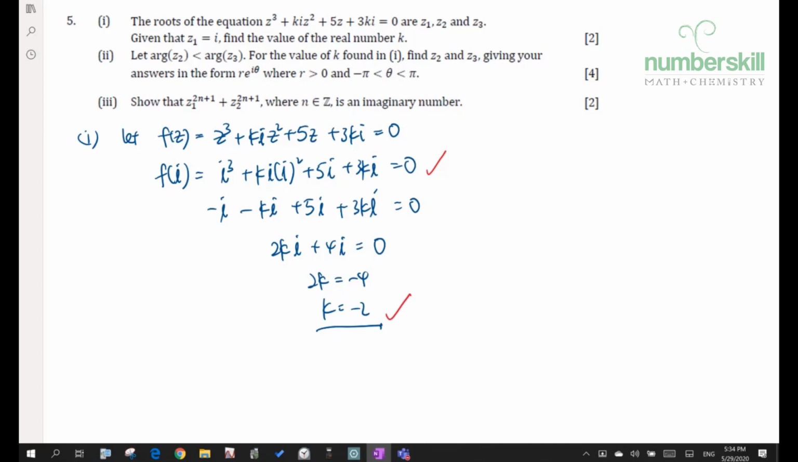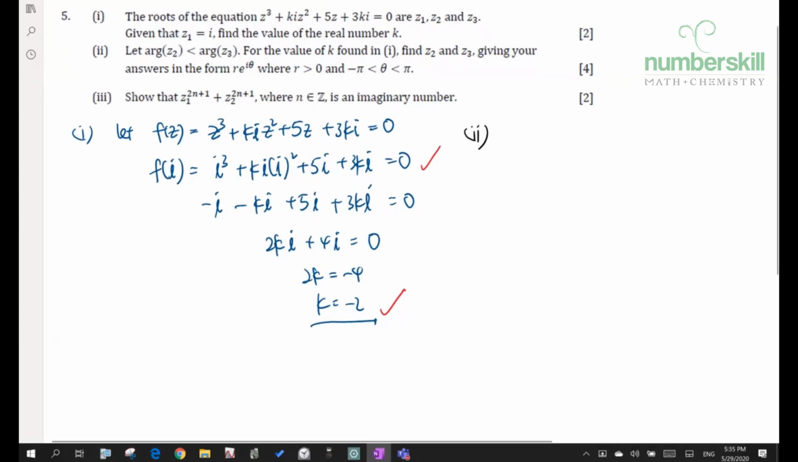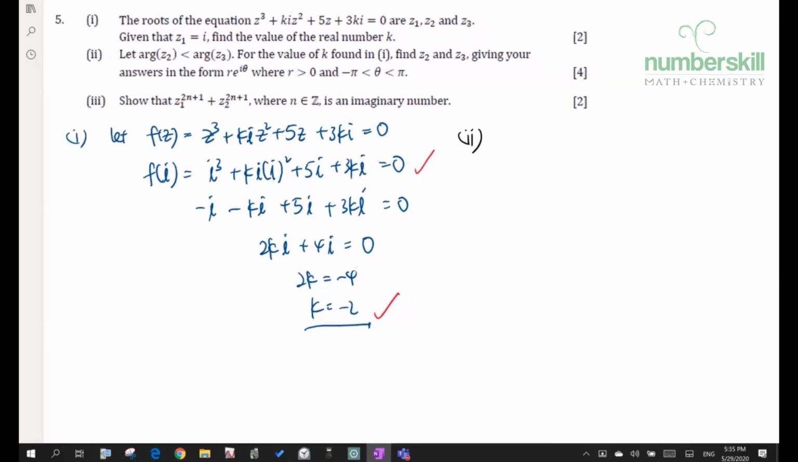Part 2 is a bit more fun. Given that the argument of this is less than the argument of that, whatever. What are z1 and z2? They are the other 2 roots. So a cubic equation has 3 roots. Agree? That's called the fundamental theorem of algebra. But never mind that. So I got 3 answers. I only know one of the answers, which is i. I need to find the other 2 answers. It seems like we have to.